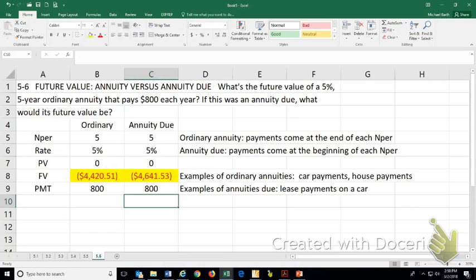Okay, so notice the annuity due is about $200 and something higher. That's because with an annuity due, you start earning interest on the interest almost immediately. All right, with an ordinary annuity, you start getting that $800 a year from now. With the annuity due, you'll get $800 today, and then you'll get 4 more payments spaced a year apart, but you're earning interest on that first $800 today. All right, again, most annuities are ordinary annuities.